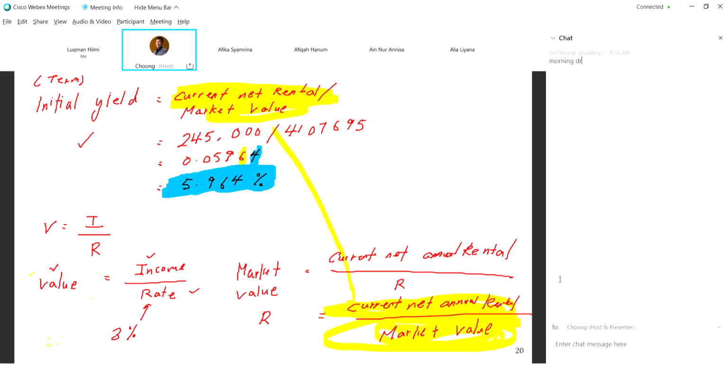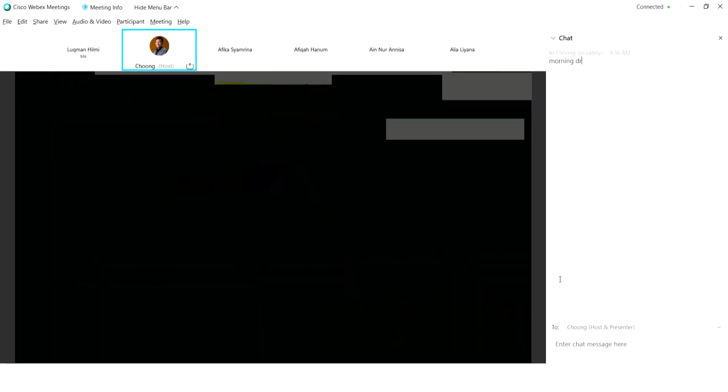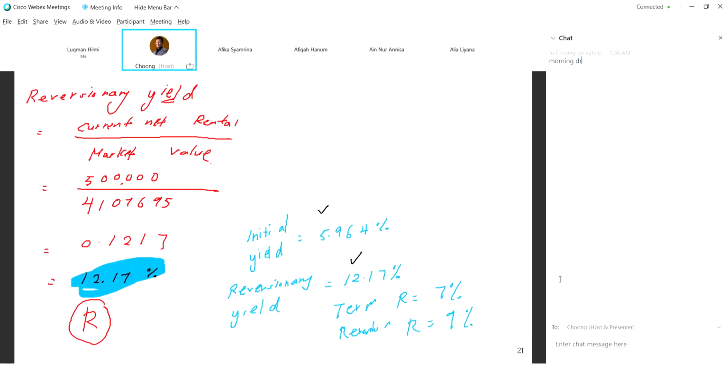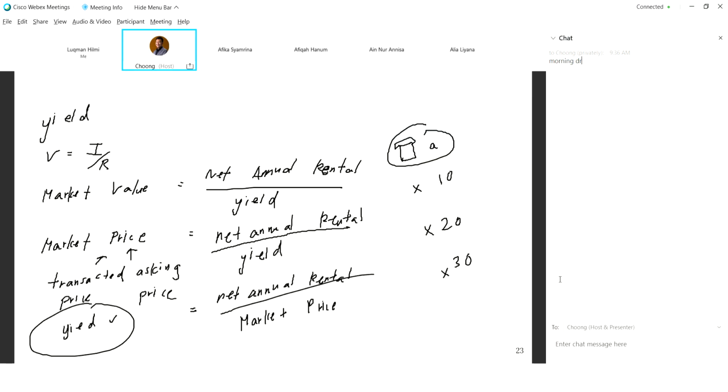So what we are going to do is that we actually need to do calculations using similar types of properties, especially those in the neighborhood. Kalau ada transaction, kalau you nak pakai yang asking price boleh, tapi asking price usually are much higher lah, because they will give discounts and so on. You have to take note of that one as well. So you can calculate initial yield and also reversionary yields based on that one.